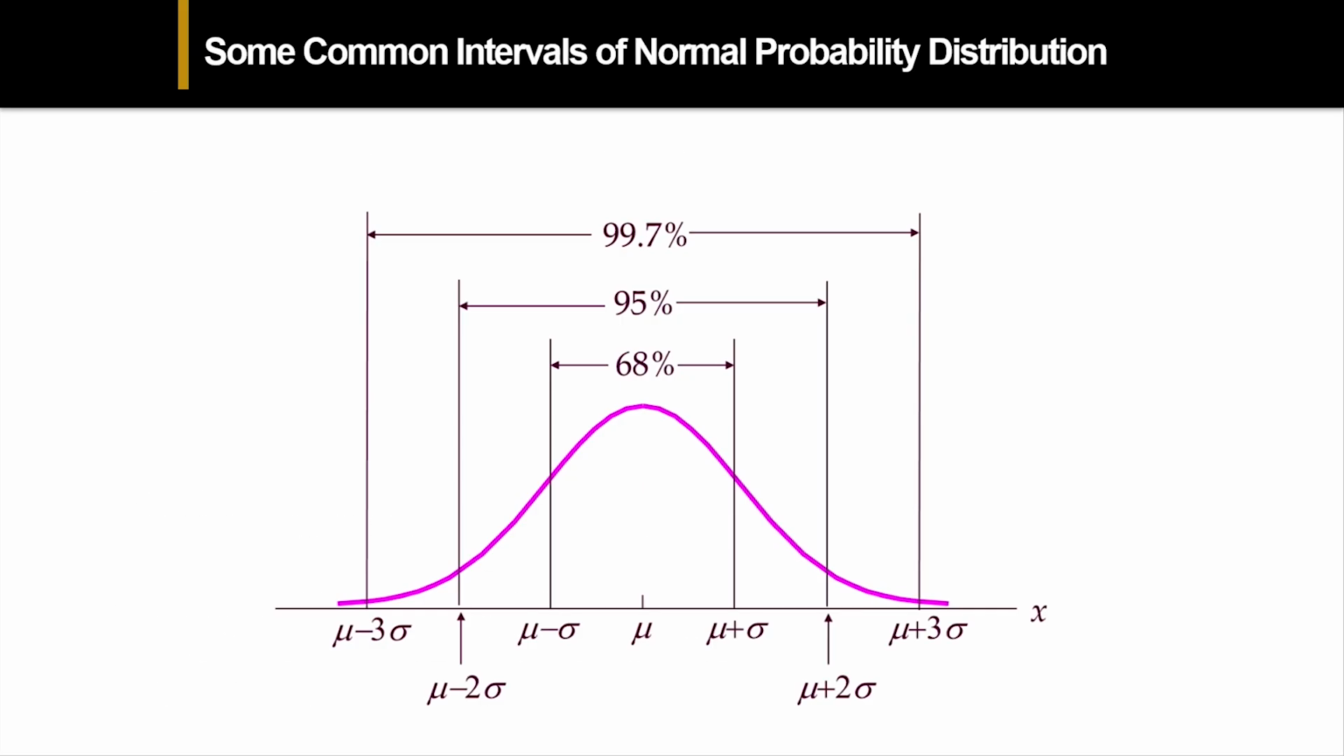Common intervals for a normal distribution is that within 1 standard deviation, 68% of the area falls within 1 standard deviation of the mean. That jumps up to 95% if we increase it to 2 standard deviations. And finally, 99.7% for 3 standard deviations, either above or below the mean. These are very common and known values when describing the normal distribution.